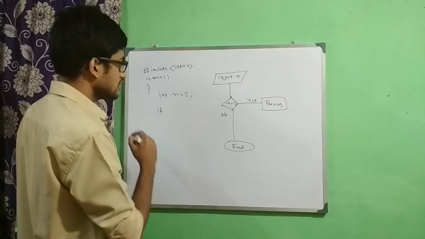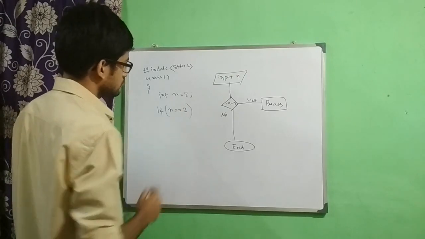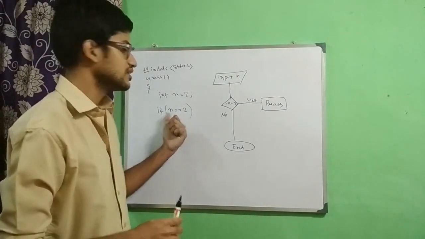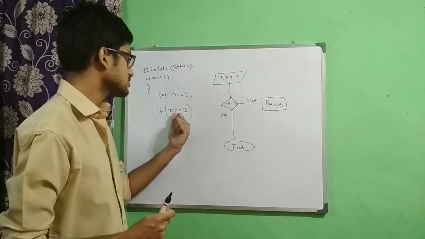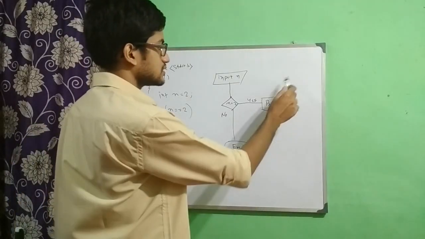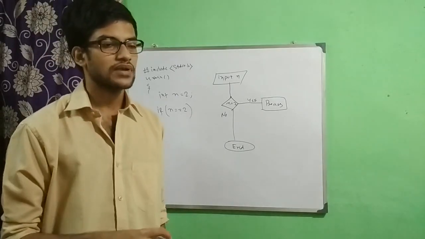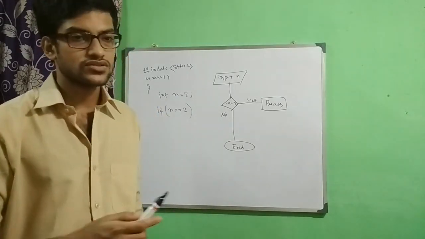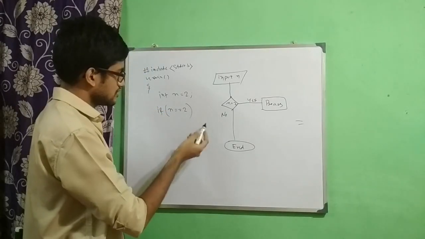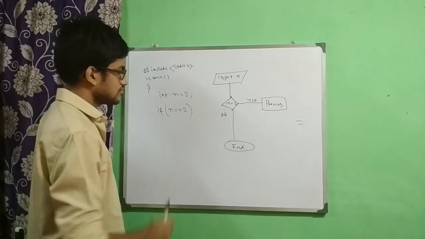the decision making starts. If n equals to 2, this is a relational operator. The equals to sign is a relational operator, not the assignment operator. The assignment operator is the assignment itself, and all those arithmetic counterparts, means the plus equals to, minus equals to, multiplication, modulo division equals to, those are. Right now I'm taking a decision: if n equals to 2, I'm checking.